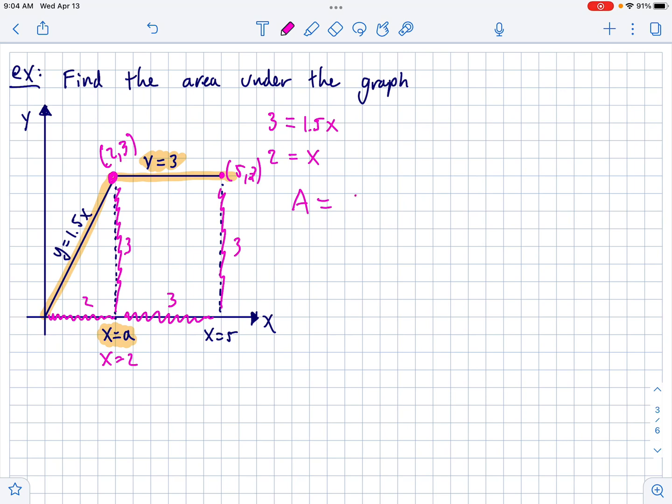So area equals the triangle plus the rectangle. So the area is 1/2 base times height plus the area of a rectangle, which is just length times width, or base times height, however you want to think of that. So this is 3 plus 9, which is 12 units squared.